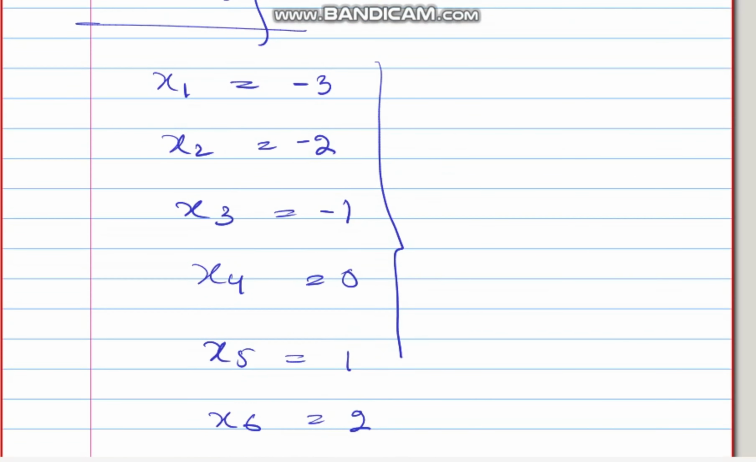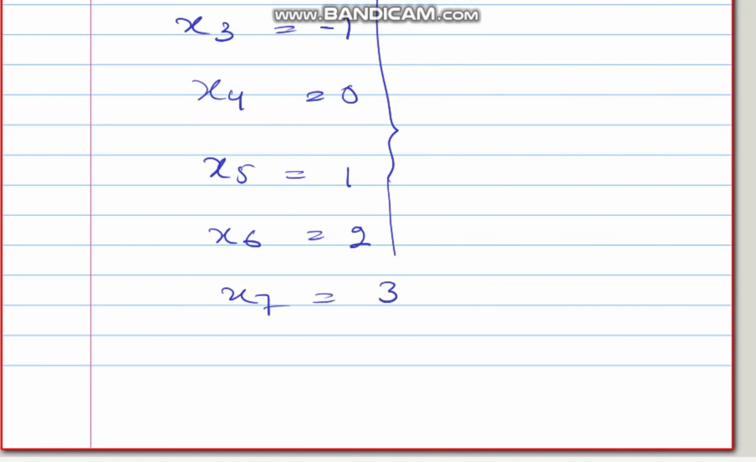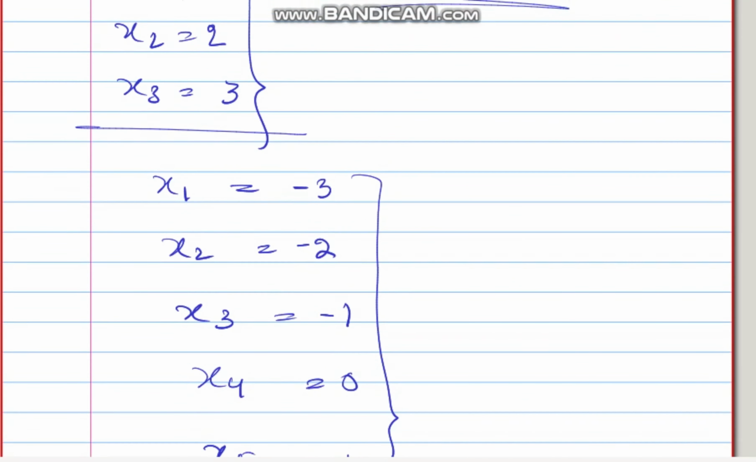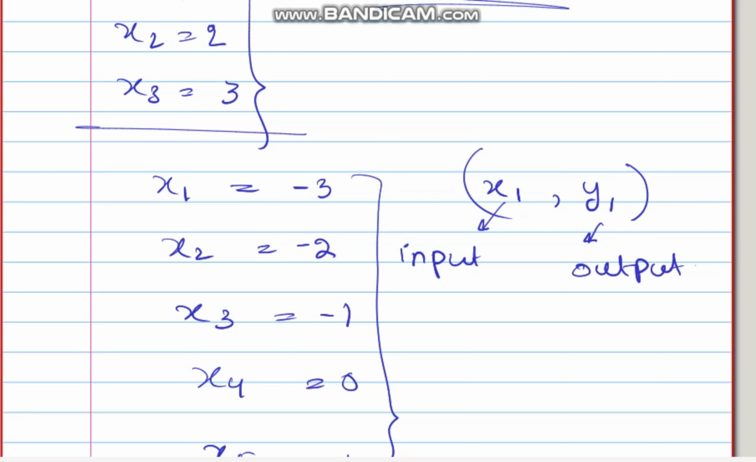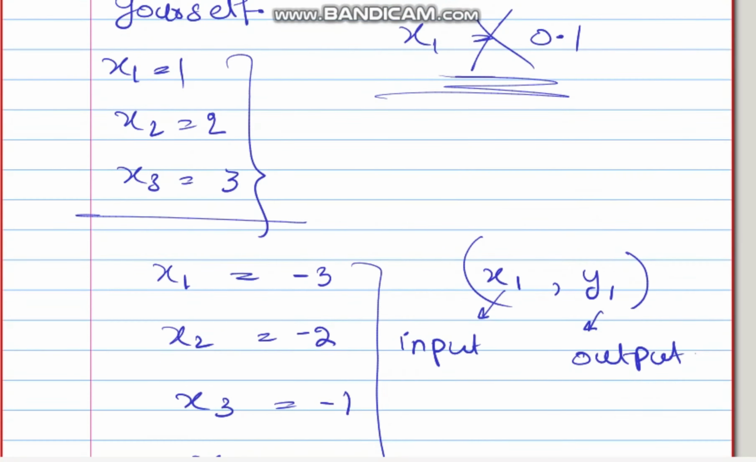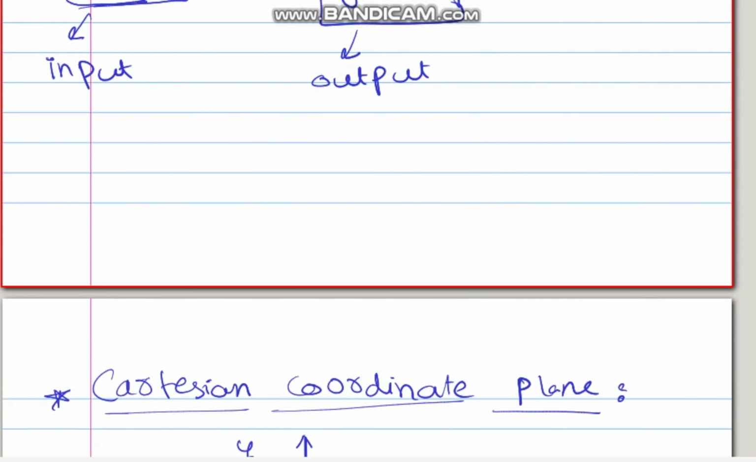And why do I take 7 inputs? Because to graph a function, we need points, and the function will give us the points. What is a point, basically? A point is something like x1, y1. x1 is the input and y1 is the output for input number 1. If these two numbers combine at a place, we call this a point.